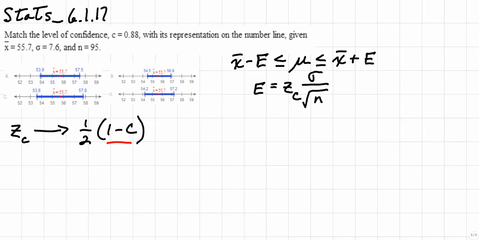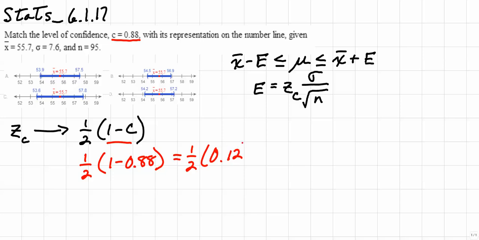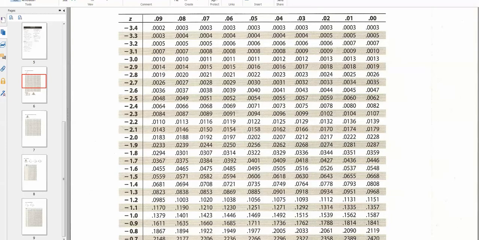So since c is equal to 0.88, as we see up in the original problem, we're going to have 1/2 times 1 minus 0.88. And that will be equal to 1/2 times 0.12, which will be equal to 0.06. And this is what we're going to look for in our table. Unfortunately, when we look at this, we're going to find that 0.06 does not occur in the table.